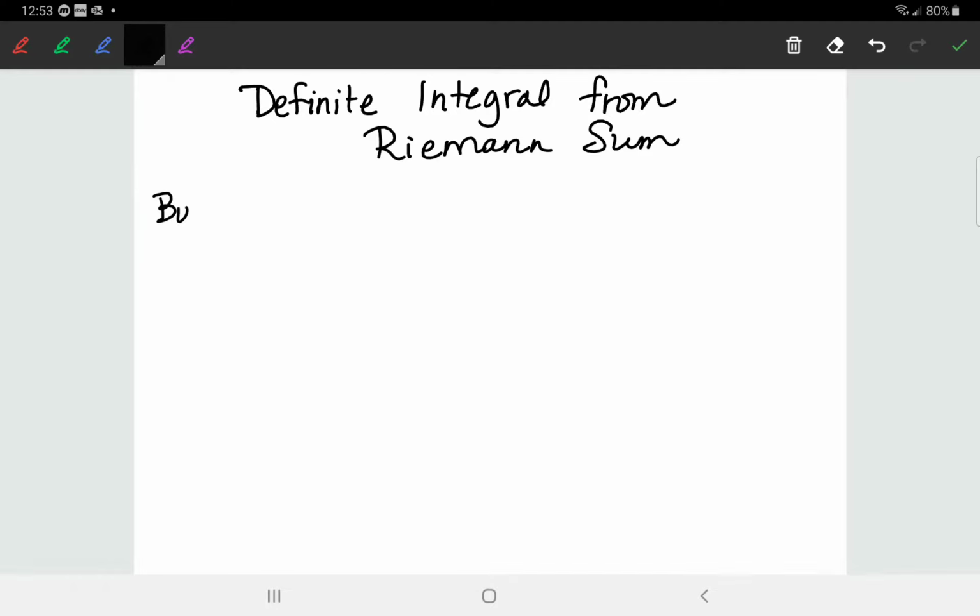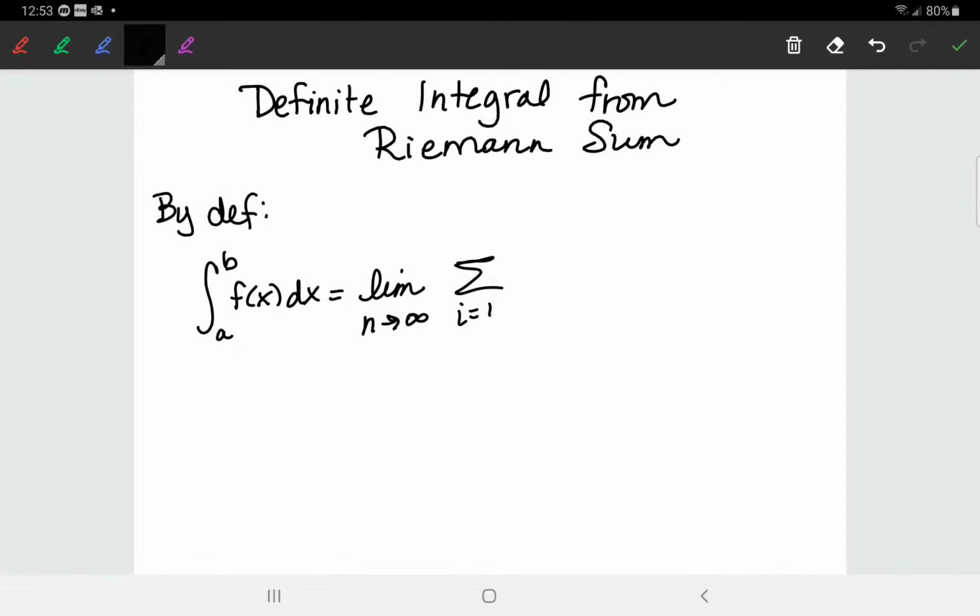Know by definition that if you are looking for the definite integral, that's the integral from a to b of f of x dx, that will be equal to the limit as n goes to infinity of the sum as i goes from 1 to n of f of x sub i star times delta x. Okay? So the definite integral is by definition the limit of the Riemann sum.